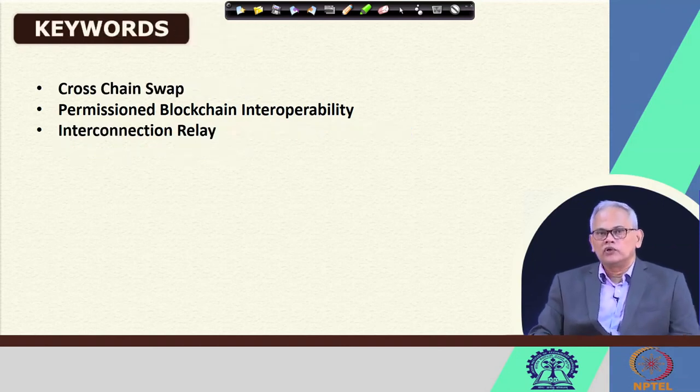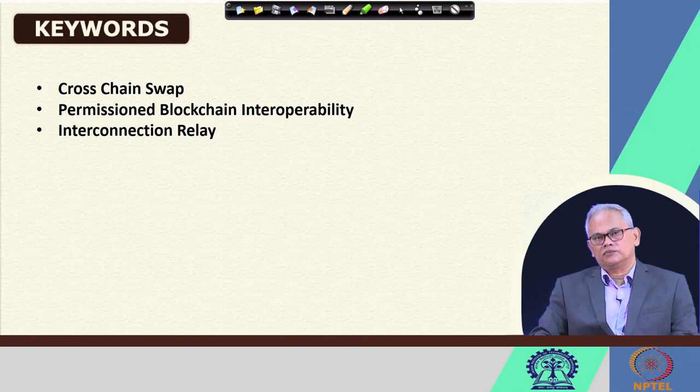So, first we look at the keywords for today's talk. Of course, cross-chain swap, permissioned blockchain interoperability as mentioned, and then we will see that there is this notion of interconnection relays which enabled such interoperability in permissioned blockchain in the particular work that we discussed. There are of course other pieces of work which are very interesting and we can always look at those. We are looking at one particular example which is representative of such permissioned blockchain interoperability.